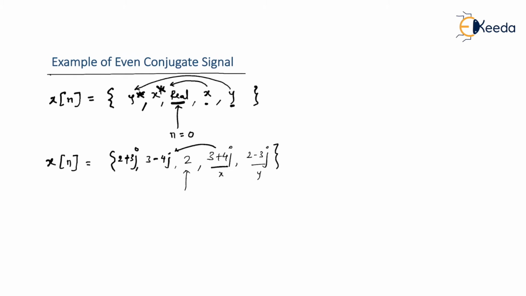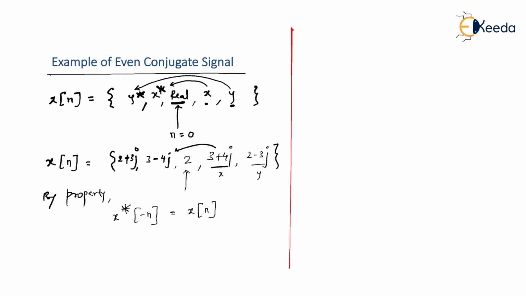So now I'm claiming that the given x of n signal, which is expressed in sequence form, which is a discrete signal, is an even conjugate signal. But then I need to prove this also, right? So let us prove that this x of n is an even conjugate signal. By the property of an even conjugate signal, it says that x conjugate of minus n is x of n only. So here I'll do two things with x of n. The given x of n, I'll first conjugate it, and then I'll apply the time reversal property. You can do it vice versa. First you can apply the time reversal property, and thereafter you can conjugate.